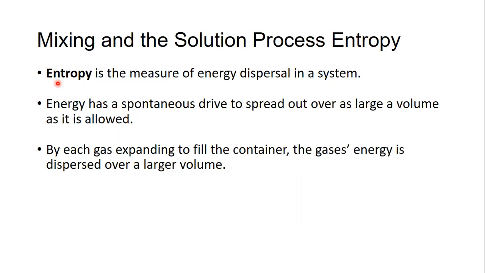Another way to put entropy is a measure of energy dispersal in the system. Right? So really, you want your energy spread out as much as possible. And so if each gas is mixed throughout the whole volume of the box, all of the energy is spread out in that box, and so entropy is at a maximum there. You want entropy. You want chaos.